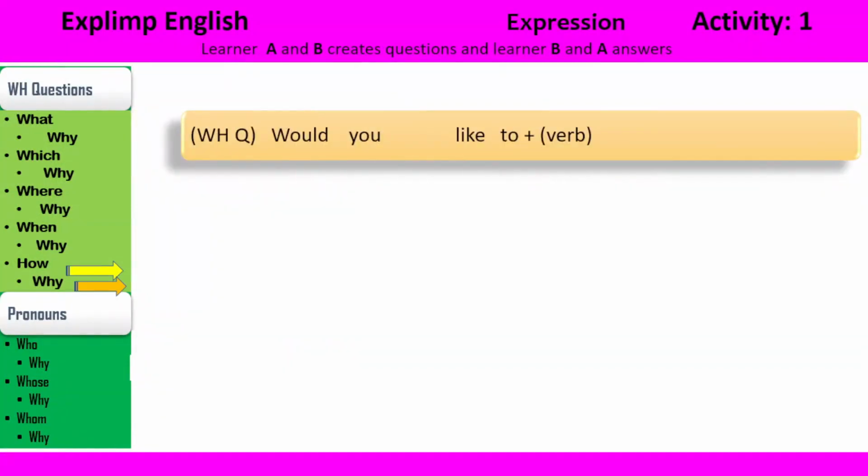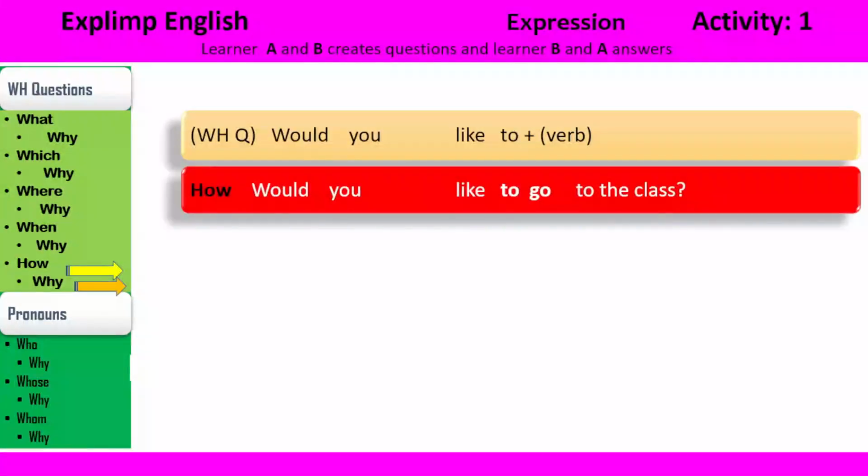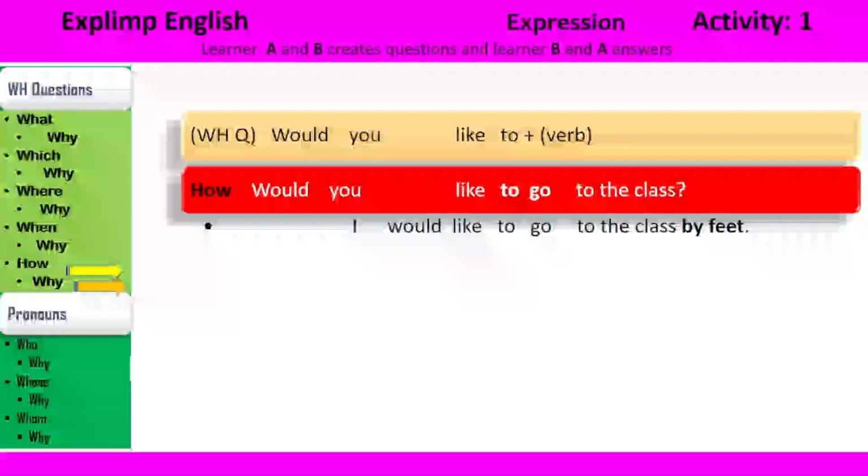Again, a WH question, would you like to plus verb? The question is, how would you like to go to the class? Like, what would be the process, right? The answer is, I would like to go to the class by foot or by car, or I would like to ride the motorcycle, whatever you want. But here you say, I would like to go to the class this way, right?